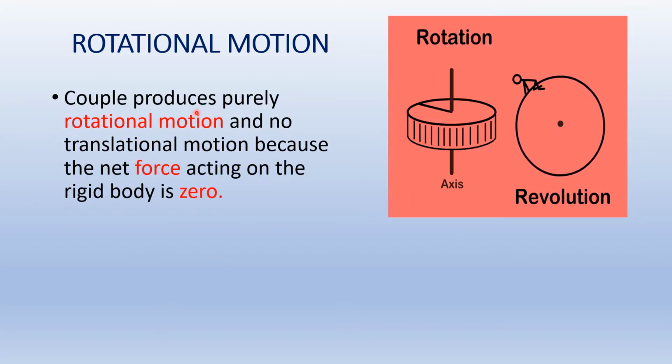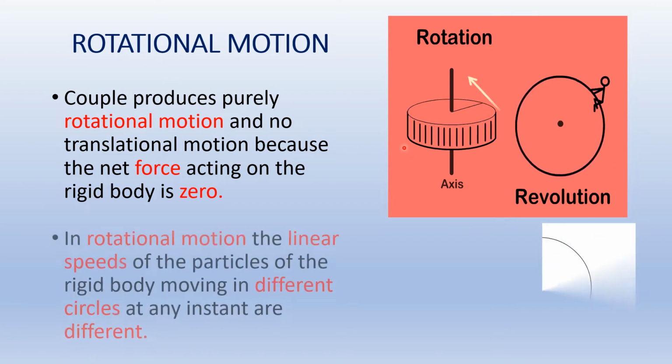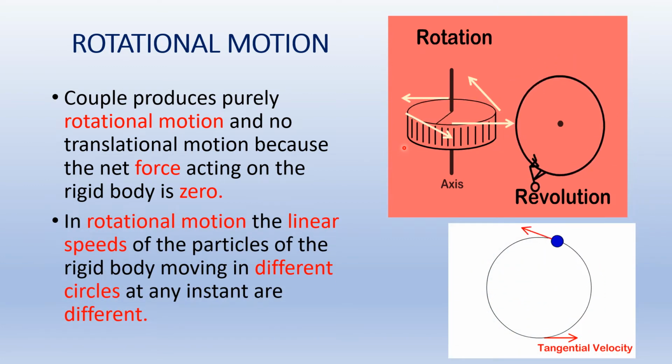This couple produces purely rotational motion and no translational motion, because the net force acting on a rigid body is zero. So once this couple produces a rotational motion as shown in this GIF, it is found that the net force acting on this rigid body is zero. That is, the torque must be constant.